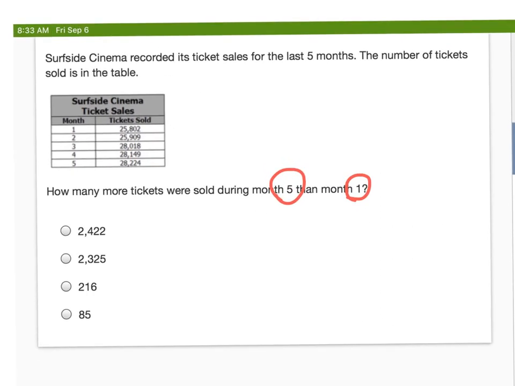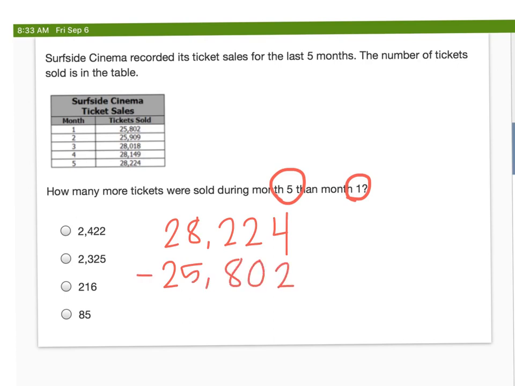In month 5, it says that they sold 28,224 tickets. And in month 1, they sold 25,802 tickets. And I need to subtract these two numbers to find out how many more tickets were sold during month 5. So 4 minus 2 is 2. 2 minus 0 is 2.